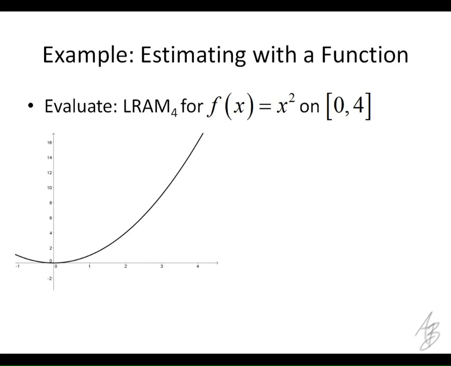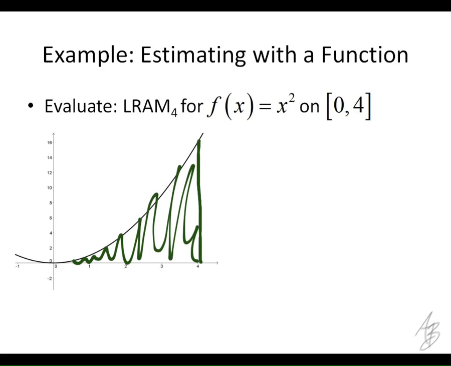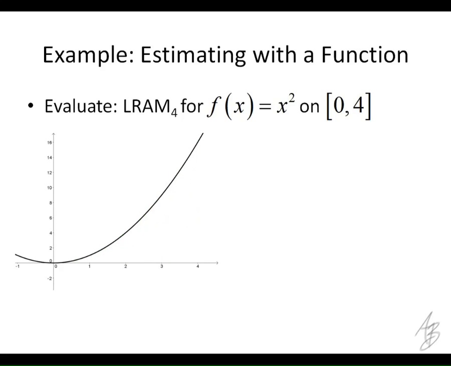And we want to evaluate LRAM 4. What do you think this little 4 here means? Yeah, we're going to use 4 rectangles. So we're going to use LRAM 4 to approximate this area. We're not going to get it exactly, but we're going to approximate it. All right? Does that make sense what we're trying to do?